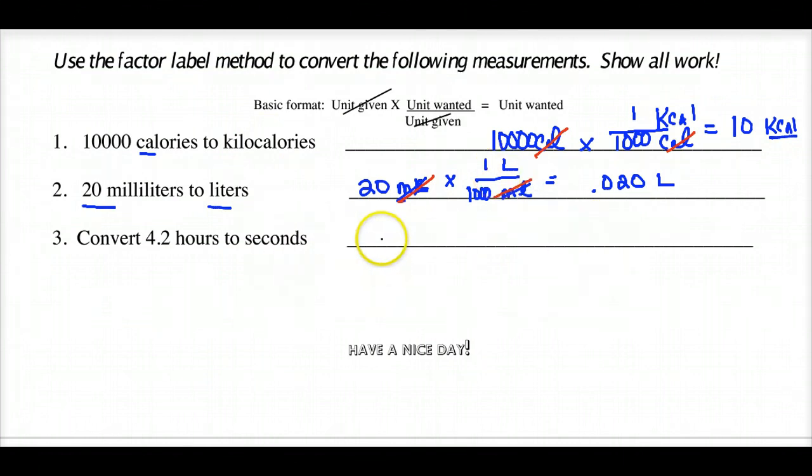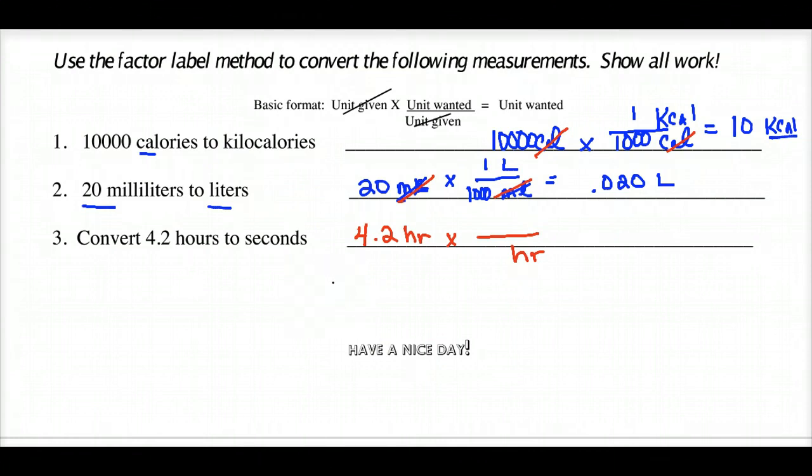Okay, last one. 4.2 hours to seconds. Write down what you started with, 4.2 hours. I'm going to get rid of hours. Now I don't have an hour to second conversion. I have to go to minutes first.